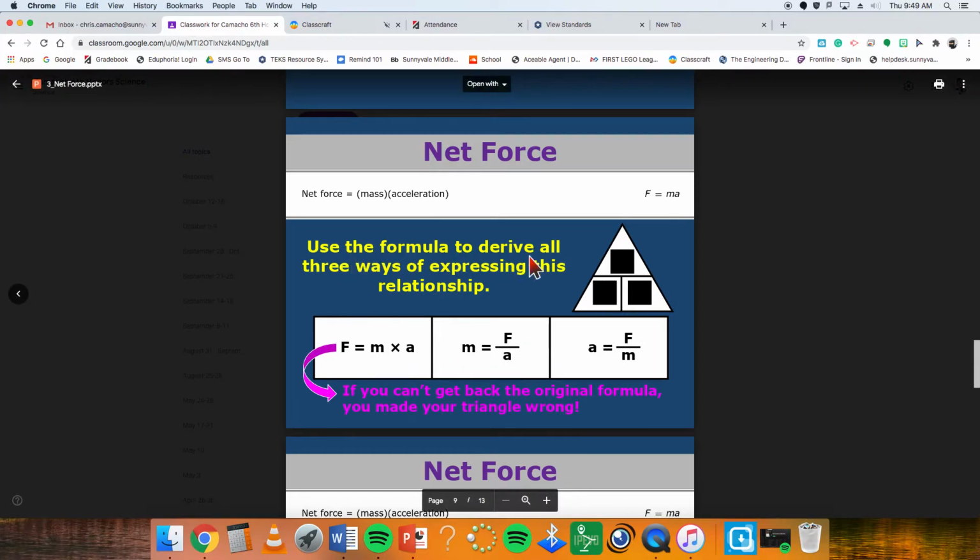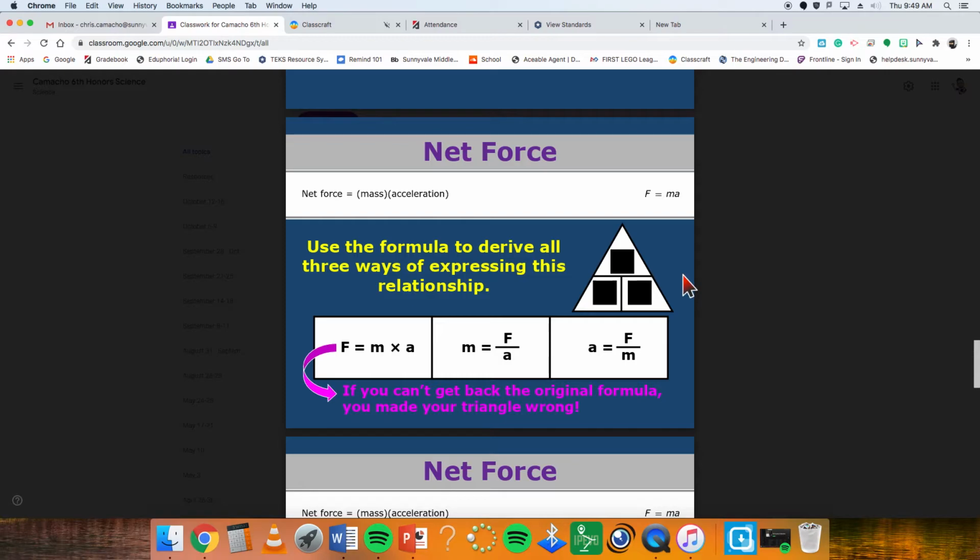So we use this formula to figure out what it is you're looking for. If you have force equals mass times acceleration, you could take this triangle and manipulate it in different ways. If you're trying to find the mass, you divide force by acceleration. If you're trying to find the acceleration, you divide the force by the mass. That's how the triangle works. Top dog goes in the house.